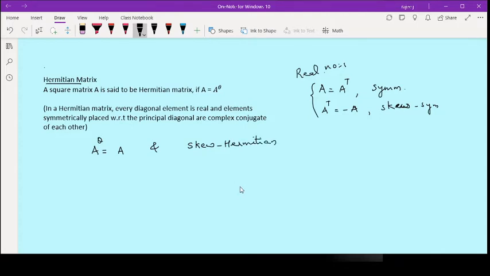If A equal to A transpose, then it is symmetric. If A transpose equal to minus A, then skew symmetric. Same way, if A theta equal to A, then it is Hermitian, and skew Hermitian if, what will be that?